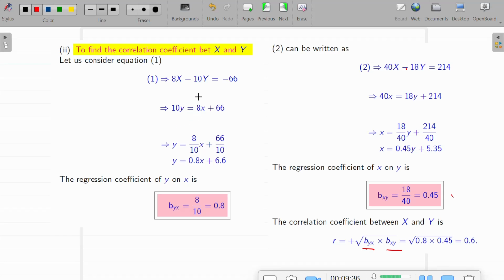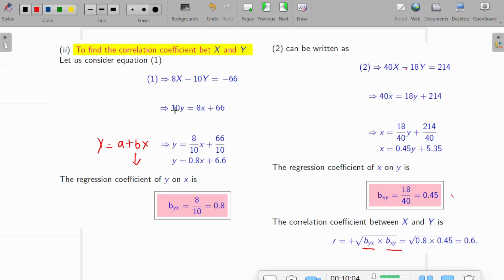From this, you can take it either as an equation of x on y or y on x. I'll tell you why I'm taking this as an equation of y on x, and the other one as x on y, later. So I'm considering this equation as y on x. If it is y on x, I have to make it into the form y is equal to a plus bx, where this b is the regression coefficient.